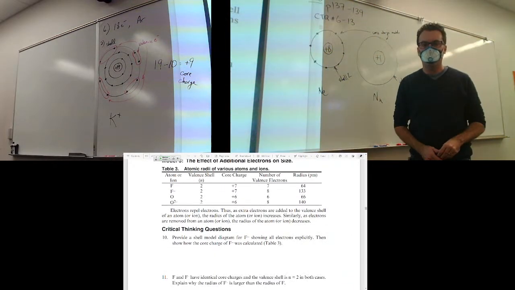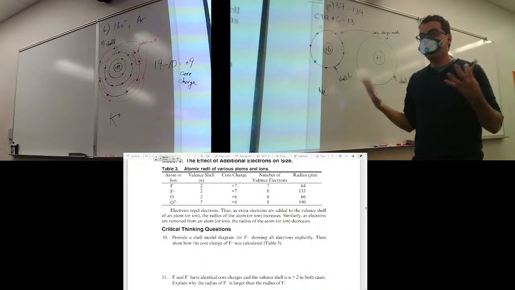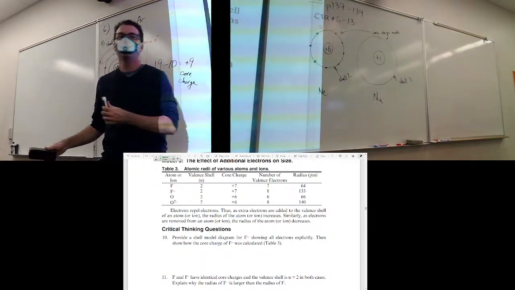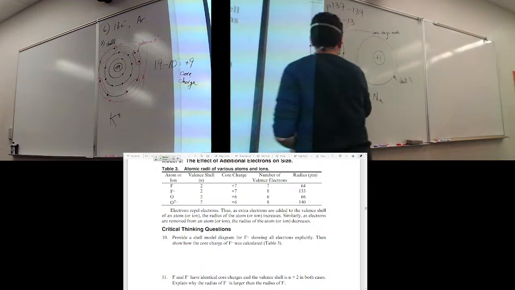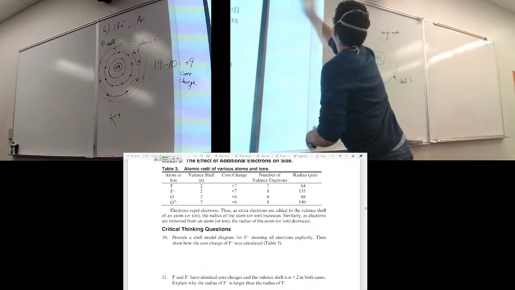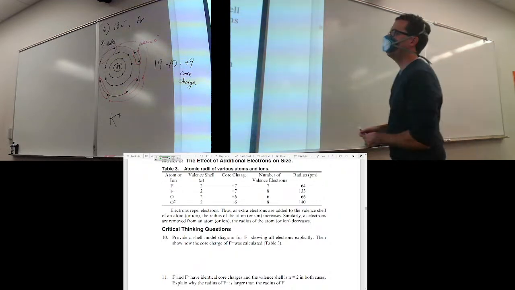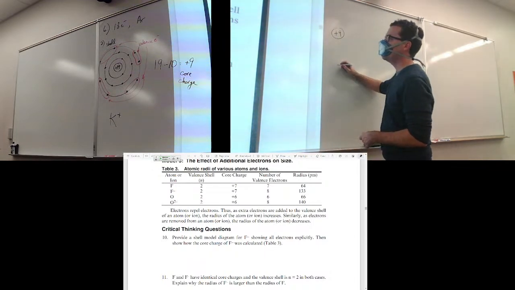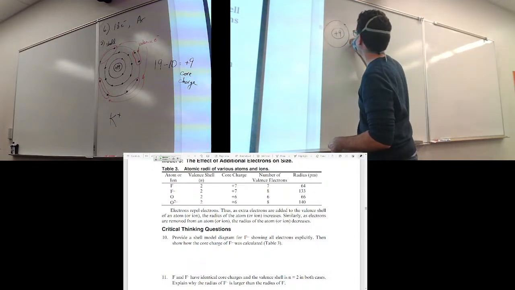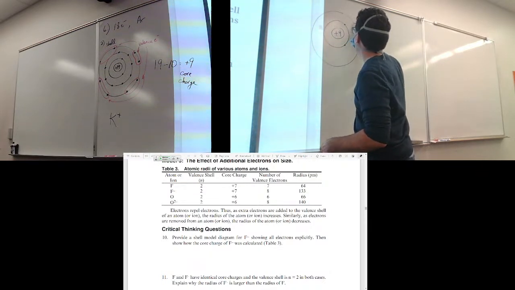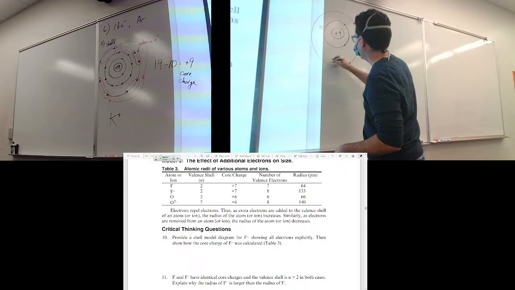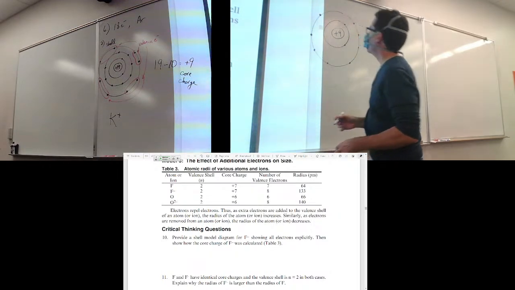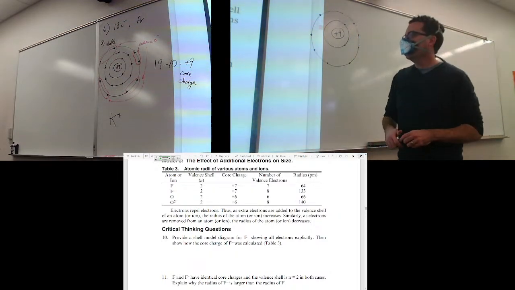So, shell model diagram for F minus. Drawing these shell models is a good skill to be able to do. You're probably going to have to do it on a quiz next week, and definitely on a future test. So F minus, we have 9 protons in the nucleus. We have our first shell with 2 electrons. And our second shell, instead of normally having 7 electrons, is going to have an extra one. 1, 2, 3, 4, 5, 6, 7, 8. There's the 8th extra one. So that's F minus.